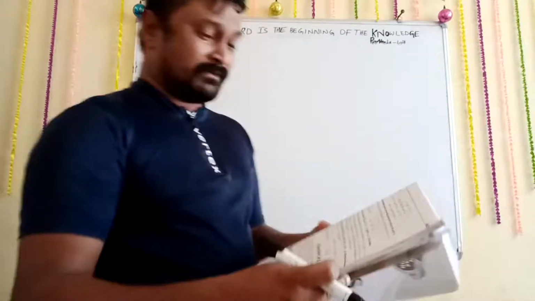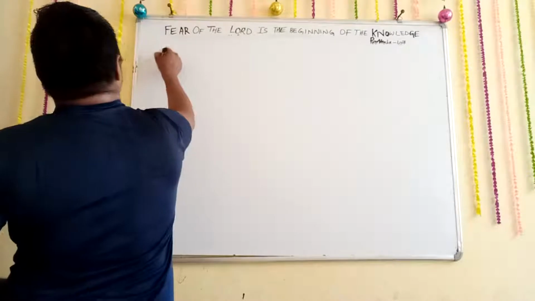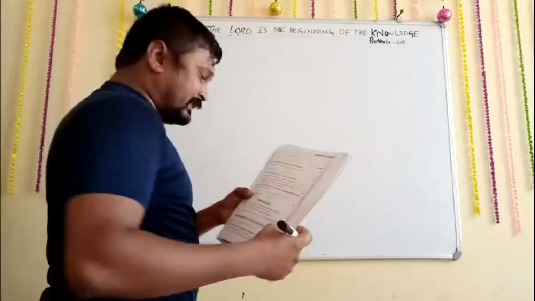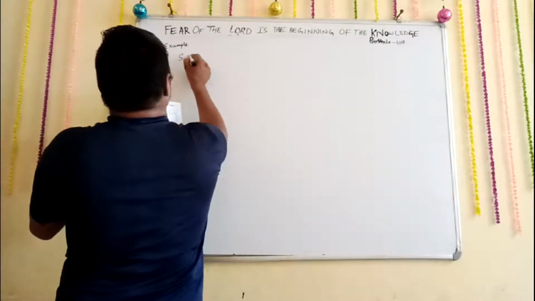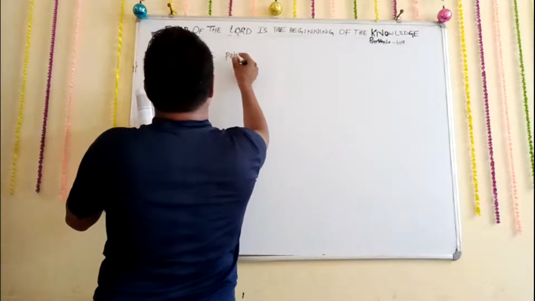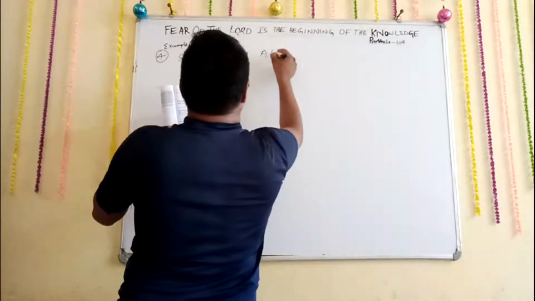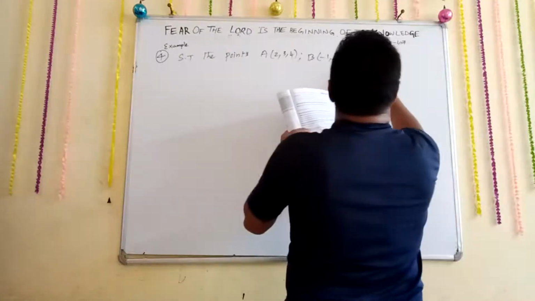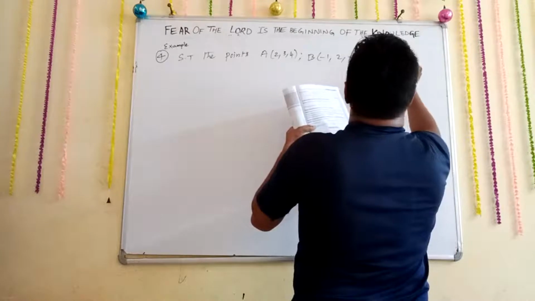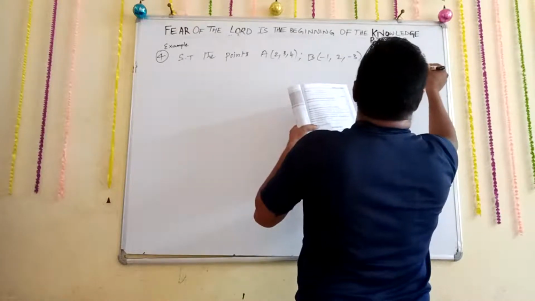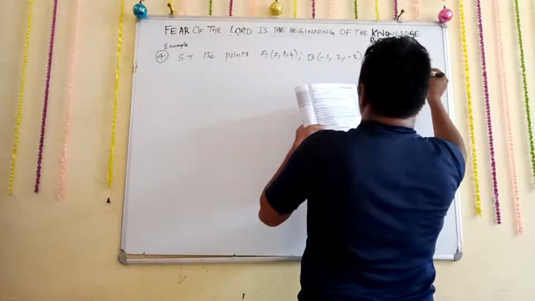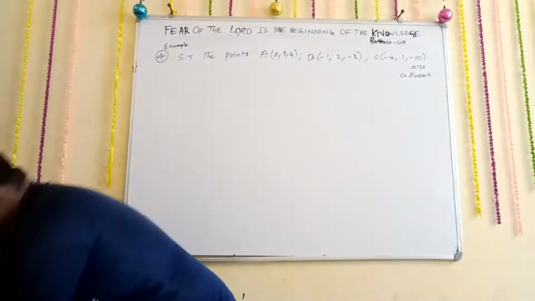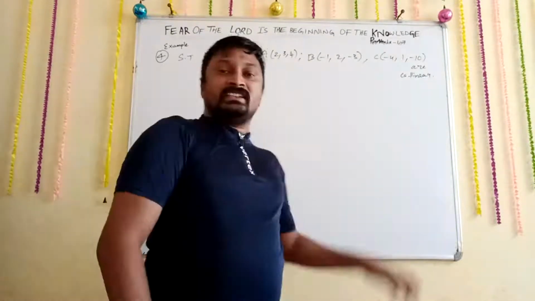Right now, let's discuss example number 4. What was given? Show that the points A (2, 3, 4), B (-1, 2, -3) and C (-4, 1, -10) are collinear. So we need to prove here that these points are collinear.